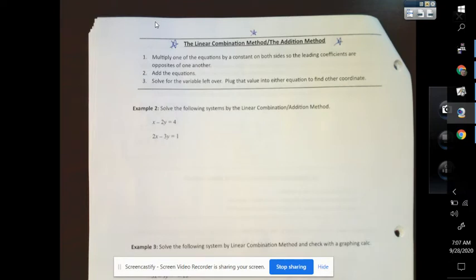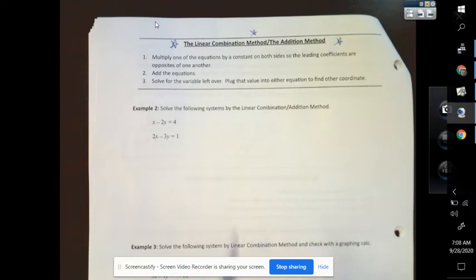It always works. Substitution can get annoying sometimes. You get a lot of fractions. But with linear combination, life is good. Multiply one of the equations by a constant on both sides so that the leading coefficients are opposites of one another. Add the equations, solve for the variable left over, plug in, find the other coordinate.